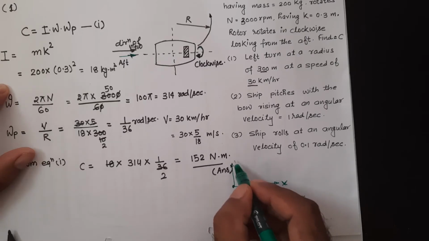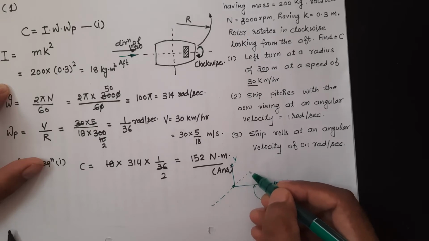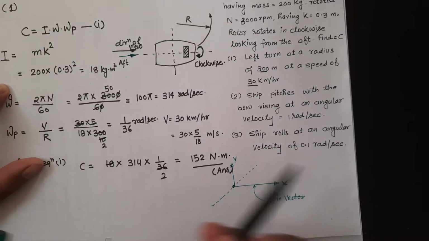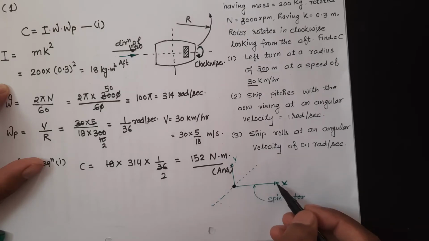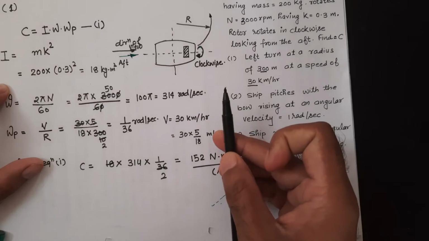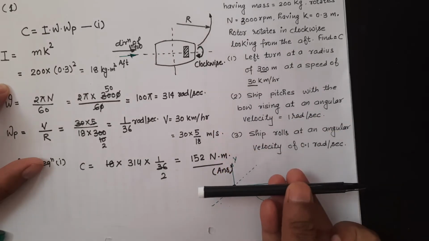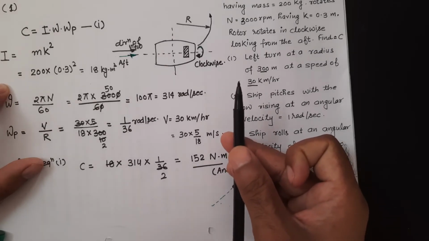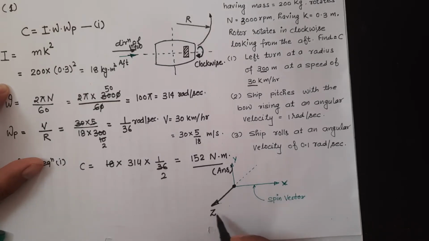So on the y-axis precision, the gyroscopic couple will come out on the z-axis. For the gyroscopic couple, rotate the spin vector in the direction of precision by 90 degrees, that is towards negative z. This is your x, this is your negative z, make it opposite, so it will come on the positive z side. So on this axis z we have a reactive gyroscopic couple, and the sense will be like this, outward side.